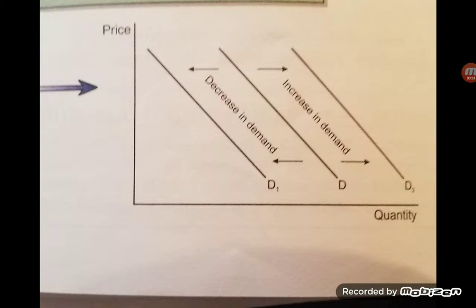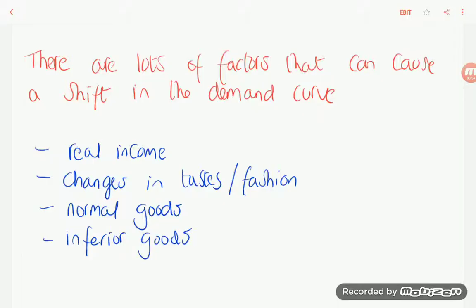Changes in demand cause a shift in the demand curve. A demand curve moves to the left, for example, from D to D1, when there's a decrease in the amount demanded at every price. A demand curve will shift to the right, conversely, when there is an increase in the amount demanded at every price. There are lots of factors that can cause a shift in the demand curve. Changes in taste and fashion can cause demand curves to shift to the right if something is popular, and to the left when it is out of fashion.